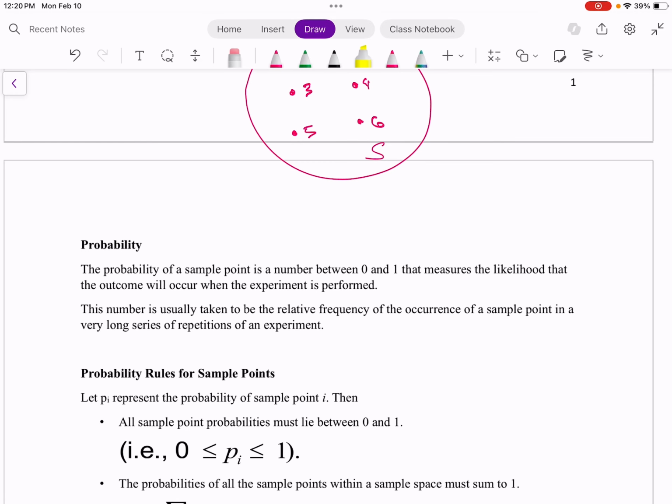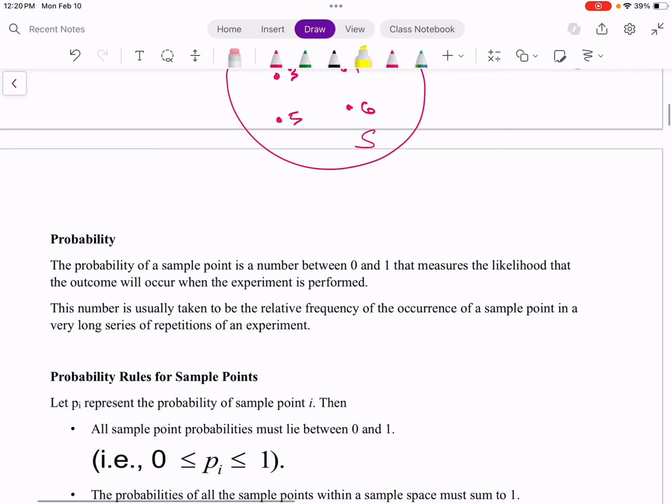So, probability. Here we look at the probability of a sample point. We will be finding the probability of a sample point, and this probability is always between 0 and 1. Whenever you are asked to find a probability, it has to be between 0 and 1. If you end up getting a probability less than 0 or greater than 1, then you must know there is something wrong. Probability is a number between 0 and 1, and it tells us the likelihood that the outcome will occur when the experiment is performed.